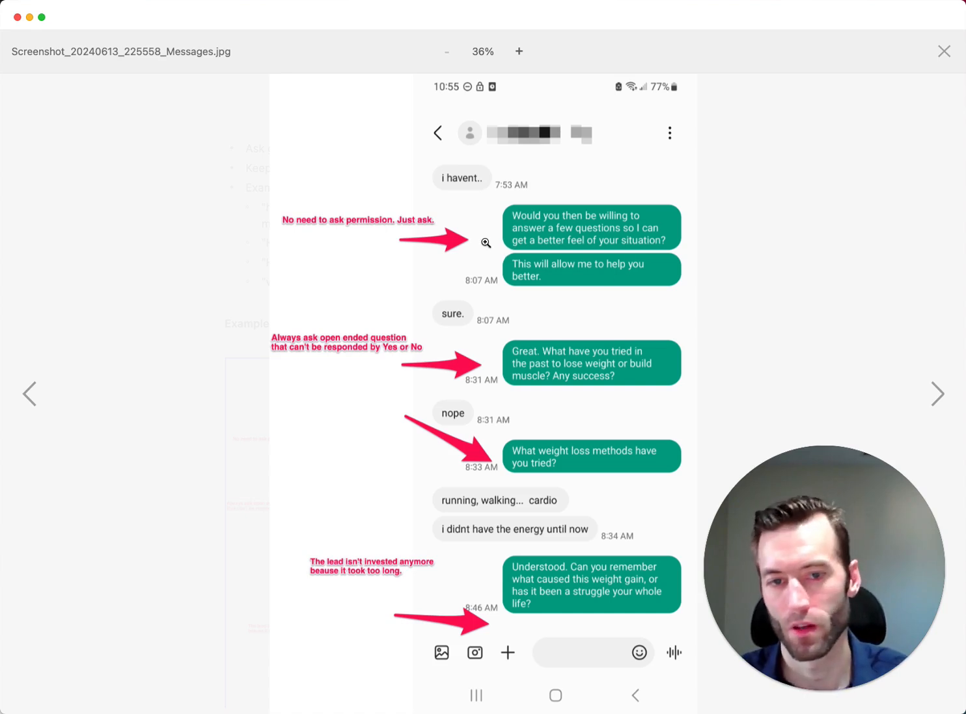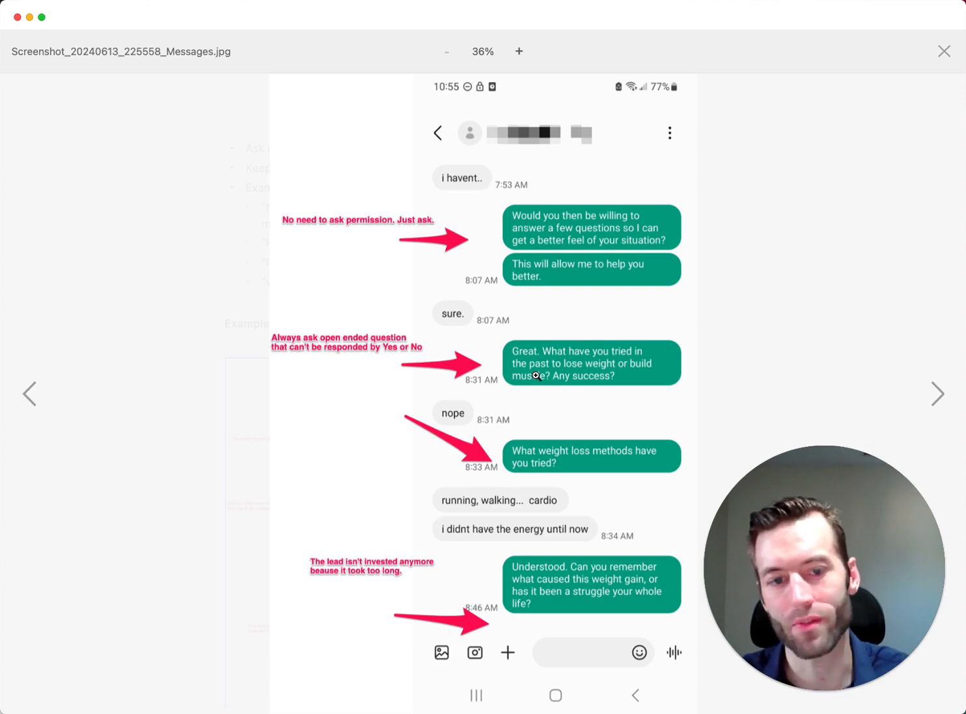So your first question or your second question should always be great. Otherwise, you're missing out on your opportunity to build trust and authority. In this case, you don't need to ask permission. You can just ask your question, right? So they enter into your funnel, ask your first question. You don't need permission.